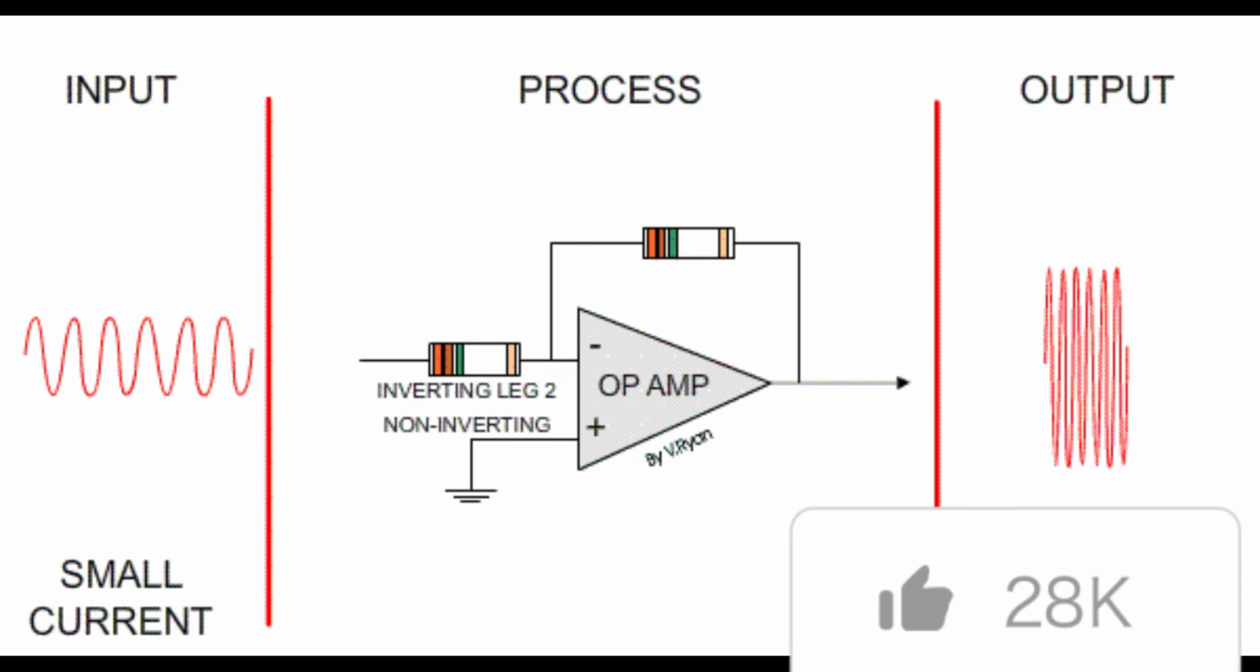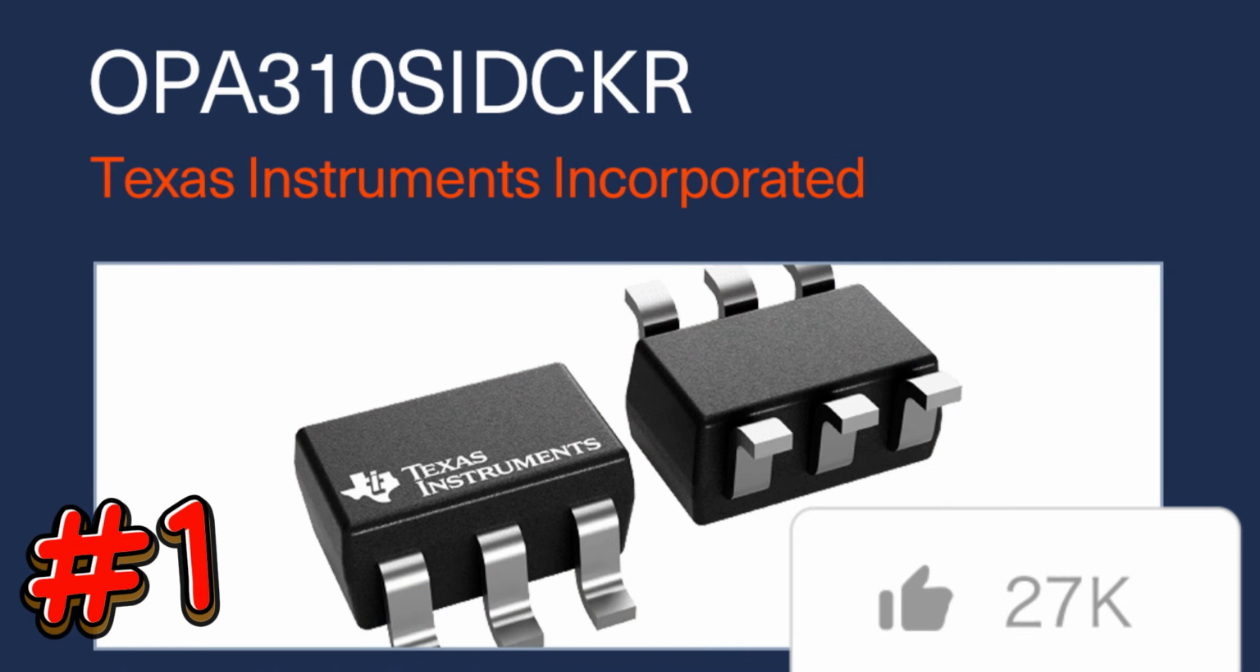First on the list is the OPA310SIDCKR, Texas Instruments Incorporated. This single high-output current operational amplifier offers a minimum supply voltage of 1.5 to 5.5 volts max. The entire OPA family features a fast shutdown response and typical enable time of 0.9 microseconds, which allows for power savings when the application involves recycling the amplifier signal chain.